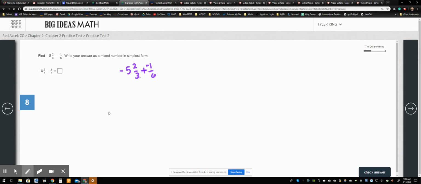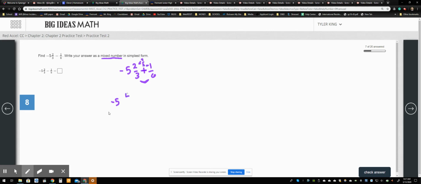When we're looking at this, again, my preference is to make it improper, but because it wants our answer as a mixed number in simplest form, we kind of need to work with that. Okay, so we're going to set this negative 5 off to the side for right now, and we need our denominators to be the same. To make our denominators the same, we need to multiply this side by 2/2.